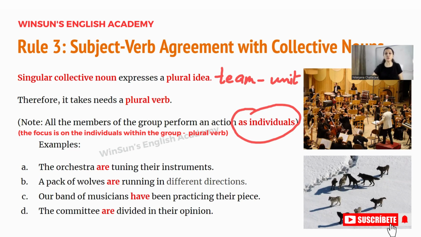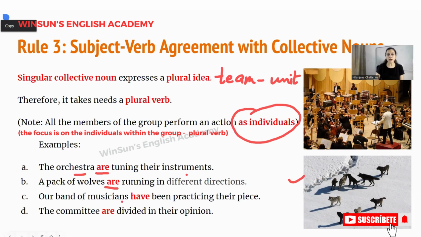So many is plural, more than one, right? And that is why they will take a plural verb. For example, the orchestra are tuning their instruments. Are. Okay. They're working as individuals. A pack of wolves are running in different directions. They're not running in one direction. If you see in this picture, they're all scattered, right? So they are not performing an action as a unit, but as individuals.